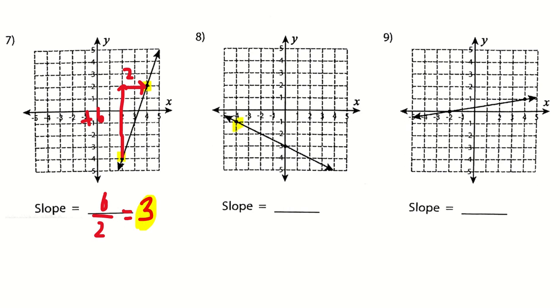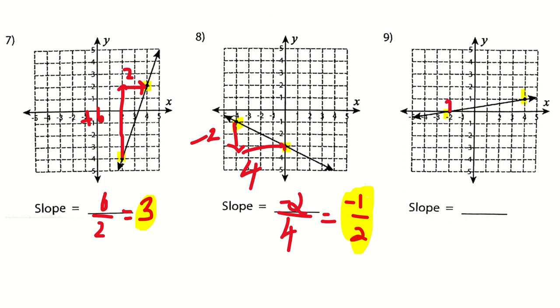Here's the point, and where's the other point? Right there. So we would need to travel down by 2, right? So that's going to be minus 2. And to the right by how much? 1, 2, 3, 4. So negative 2 over 4. That simplifies to 1 over 2, and we attach the negative sign right next to it. Just normal simplifying fractions.